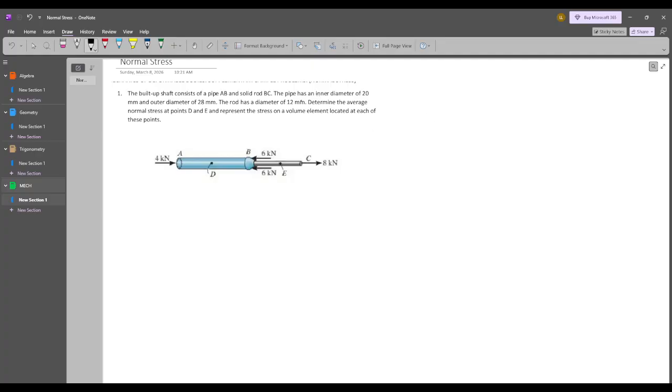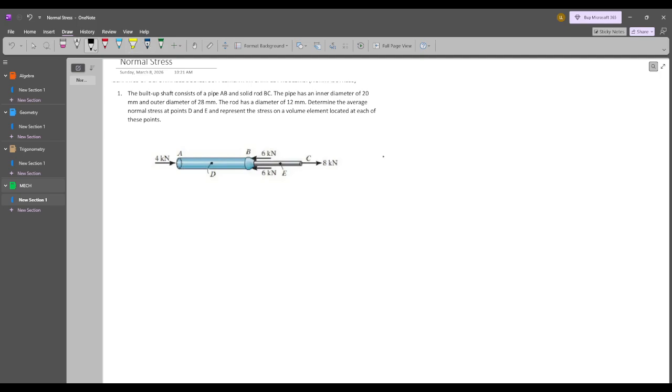Now, before we proceed, let's analyze the question. It says that we need to determine the average normal stress at points D and E, meaning we need to find the stress at each point D and point E. And then we need to represent those stresses on a volume element located at each of these points, meaning we would just need to draw a volume element, for example, a cube. And then identify what the stress is in relation to the forces outside, whether it's a compressive force or a tensile force.